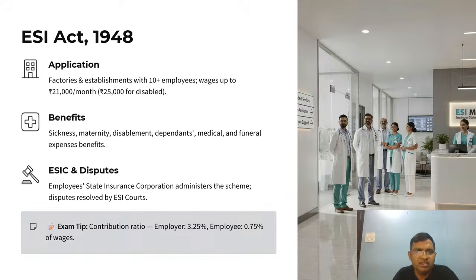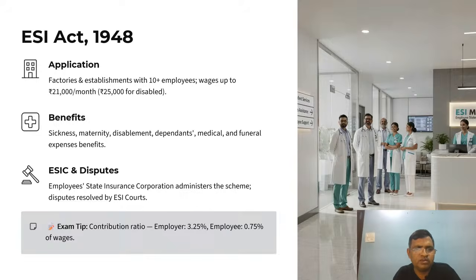Then ESI Act 1948, what does it say? Application: this Act is applicable to factories established with 10 plus employees, with wages up to 21,000 and 25,000 for the disabled. The benefits of the ESI Act 1948: due to sickness, maternity, disablement, or dependents, medical and funeral expenses, etc.